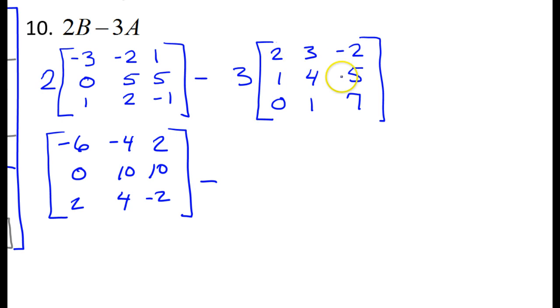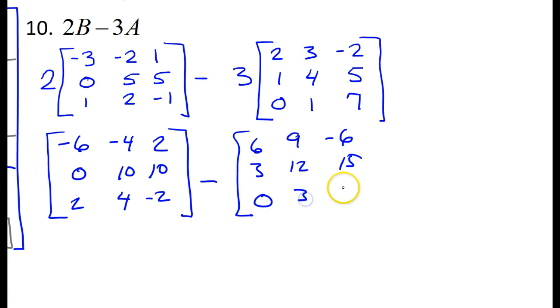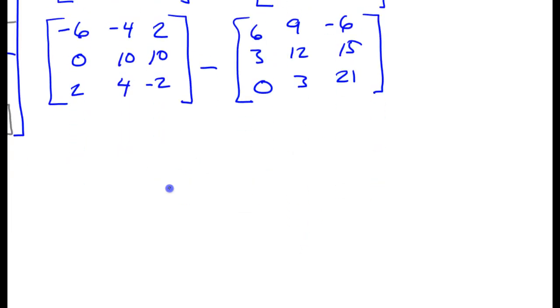Alright, similarly, I will multiply all of these numbers by 3. So that's going to give me 6, 9, -6, 3, 12, 15, 0, 3, and 21. So all that's left is to subtract these two matrices from one another. We'll just subtract each corresponding entry.